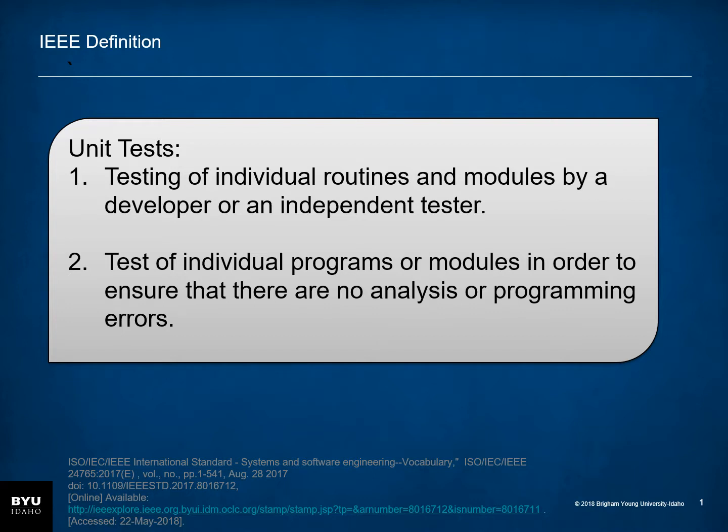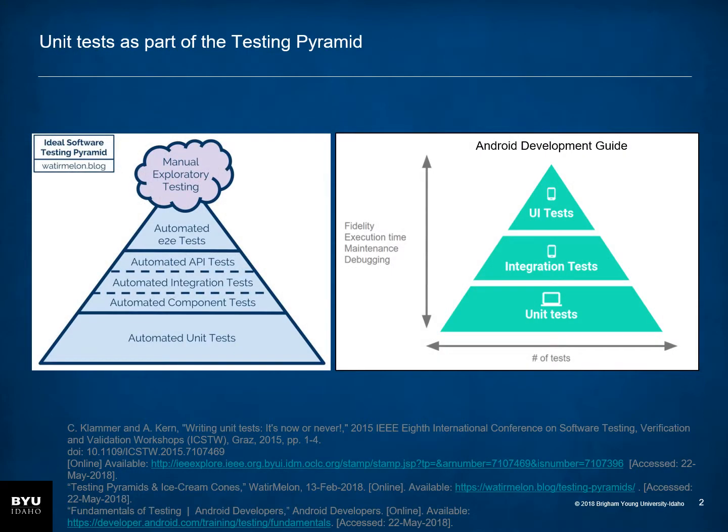In the next slide, we'll look at how it fits in with other types of testing. Unit tests can be seen here as the base of the test automation pyramid, originally introduced by Mike Cohn, one of the contributors to the invention of the Scrum software development methodology and one of the founders of the Scrum Alliance. On this slide, you can see two examples of the test pyramid taken from different software development sites, including Google's Android Development Guide. The pyramid shows an idealized distribution of automated tests at the various different testing levels.